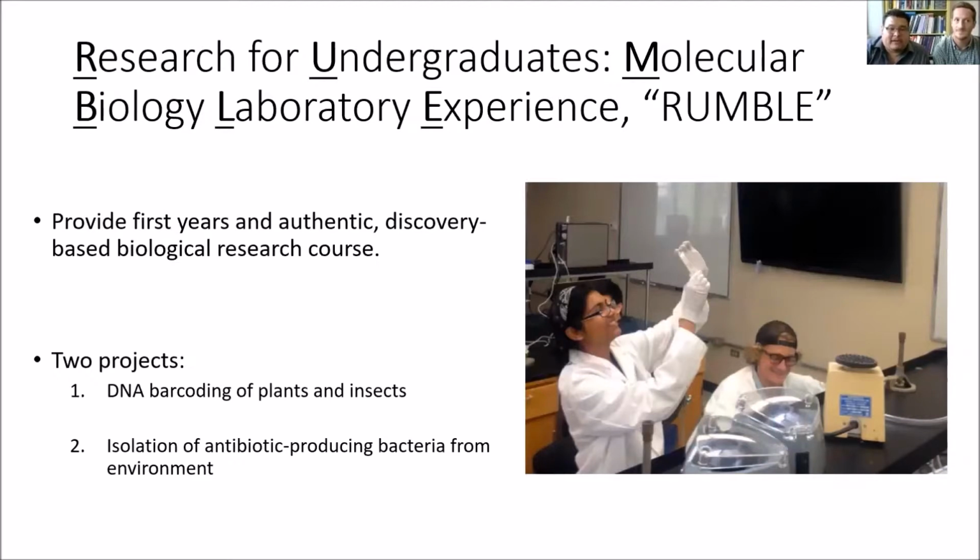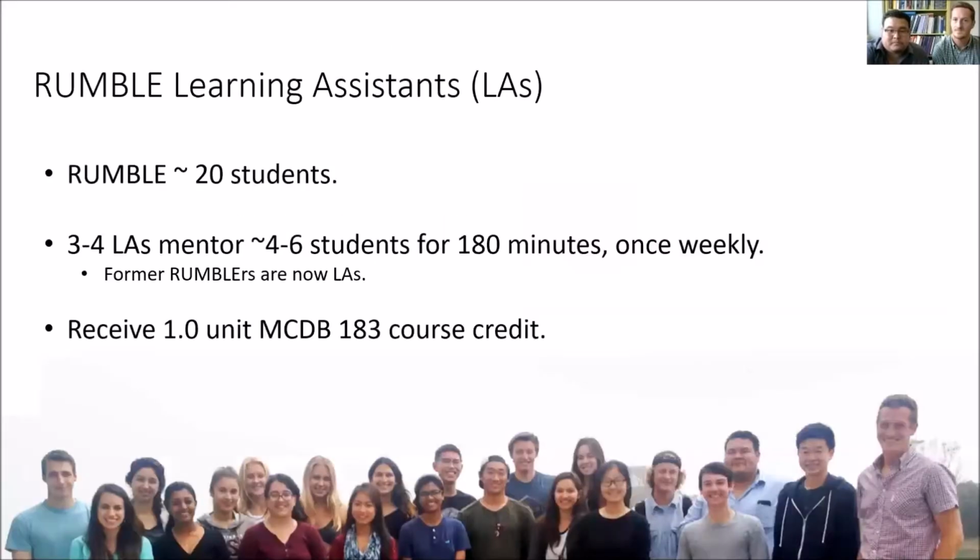and then we identify them using DNA barcoding. The second project is the isolation of antibiotic-producing bacteria from the environment. As you probably know, the antibiotic crisis that we're going through, the superbugs arising, etc., leads us to find new antibiotics. And one way to do it is by isolating fastidious bacteria that are hard to harvest in normal lab conditions. So these two projects are what we focus on for Rumble.